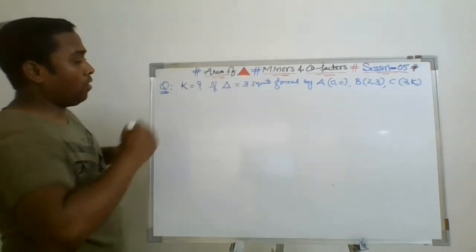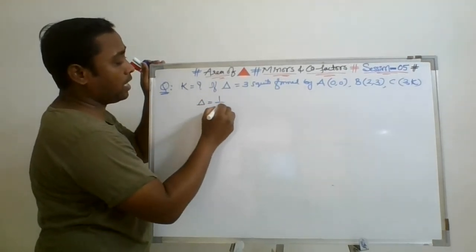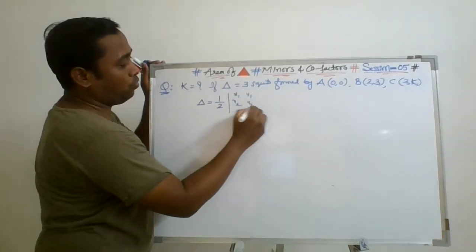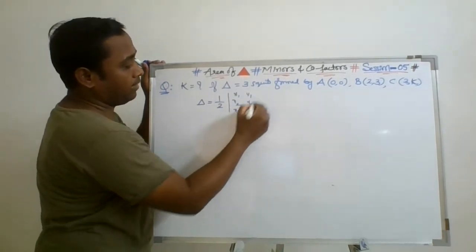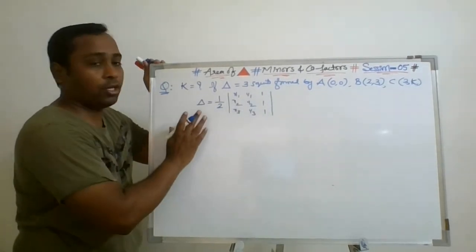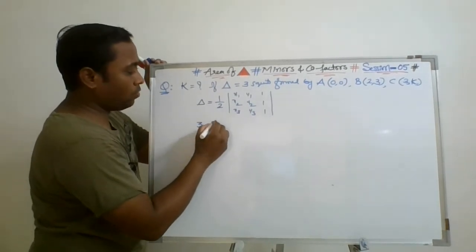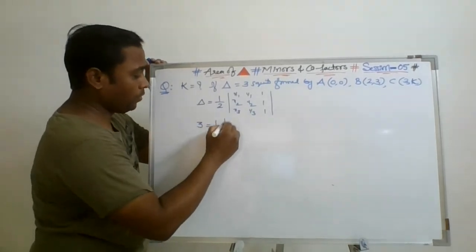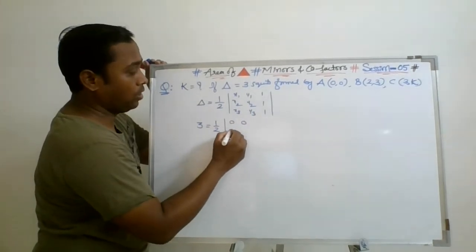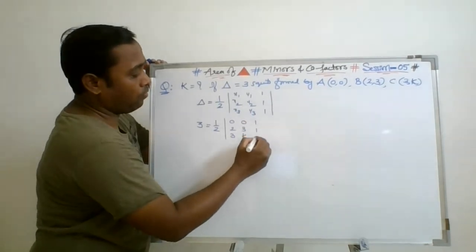Now we know how to find the area of a triangle. The area of triangle formula is given as half of the determinant x1 y1 1, x2 y2 1, x3 y3 1. This is the area of triangle formula. Now we are using the determinant method. Area of triangle is given as 3, equal to half of the modulus of, now we are just substituting the coordinates, 0 0 1, 2 3 1, 3 k 1.